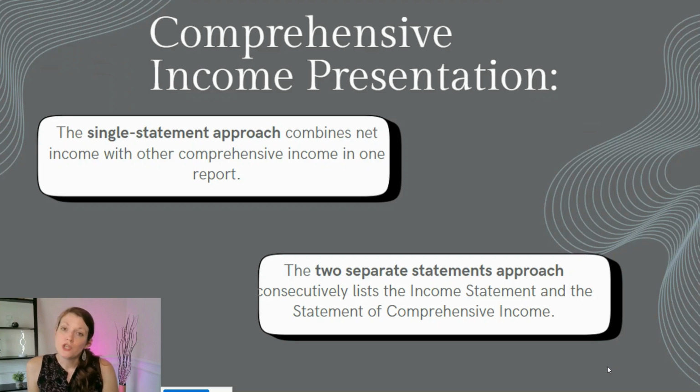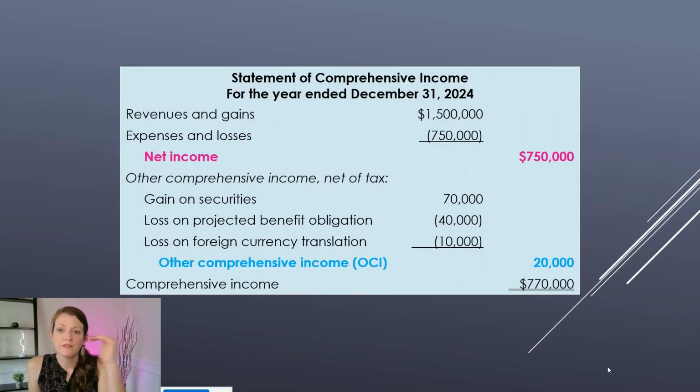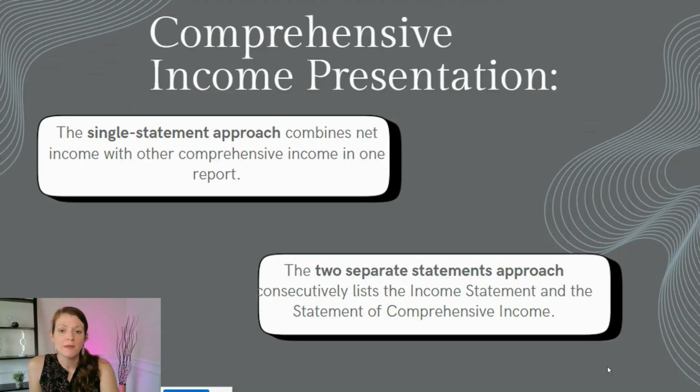The way that you would show comprehensive income is you could do it in a single statement like we just saw, like this right here. We've got the income, and then right below it, you've got other comprehensive income. So a single statement, or you could do two completely separate statements. You could have just the income statement and then separately the statement of comprehensive income. You could do it that way as well. Either of those are totally acceptable.